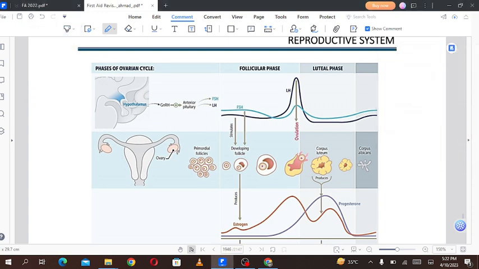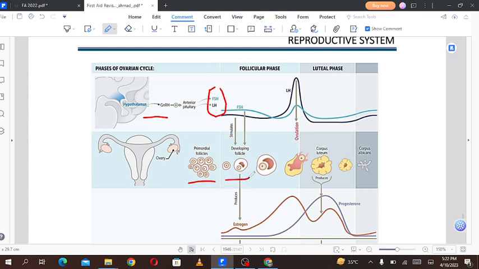Okay, so the first phase is the human hypothalamus. The hypothalamus will lead to a pulsatile release of GnRH. That pulsatile release of GnRH is causing release of FSH and LH from the anterior pituitary. Due to that FSH and LH release, many primordial follicles which were present in the ovaries, some of them will start developing into mature follicles, right?